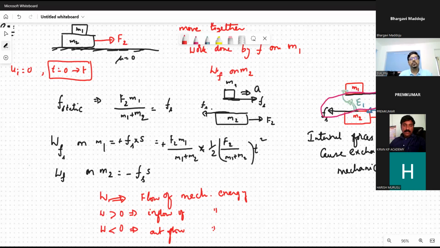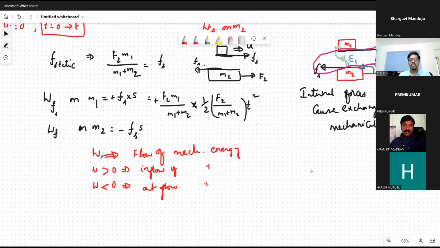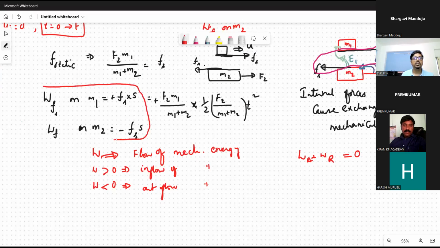And whenever internal forces are performing work, they cause an exchange of energy. One part of the system loses energy, and the other part of the system gains energy. And there are types of internal forces also. So whenever work done by action plus work done by reaction is 0, like in this particular case, you see work done by friction on M1 and work done by friction on M2, if you sum it up, it is 0.